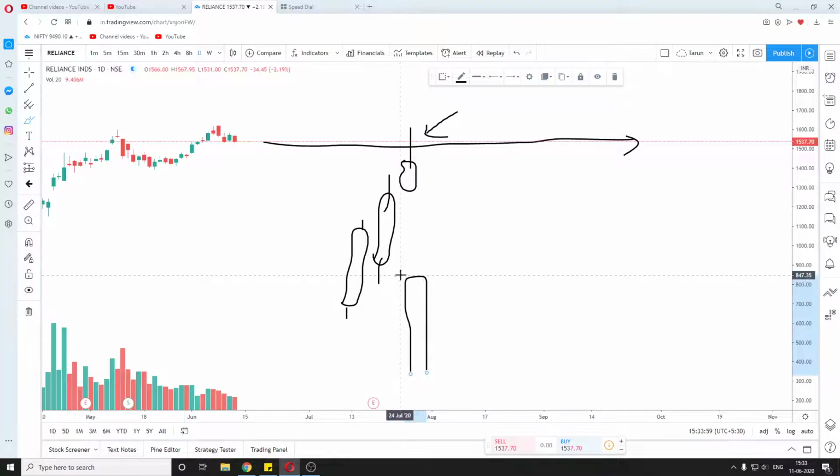Remember this, that this must have a big volume, which represents that the price was pushing up in this candle, but at the end of the candle the sellers were very aggressive and they pushed the price down again.